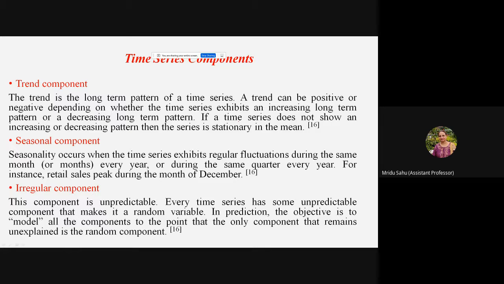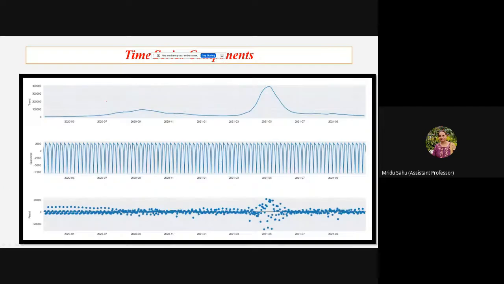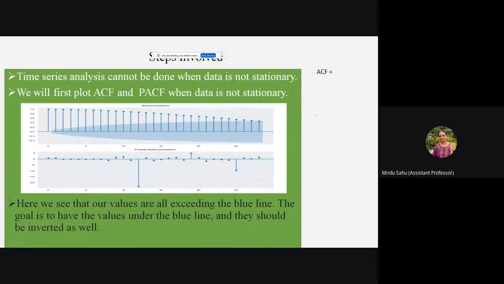So these are the time series components. We have to find which type of trend is in our data, which type of seasonal component, and which type of irregular component. This time series data is saying that we have mapped the year 2020, the 5th, 7th, 9th, 11th months, then 2021, 1, 3. In that time, the cases are higher. So we have to do the analysis on that.